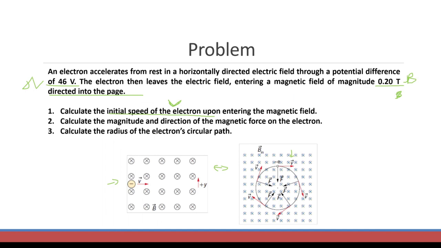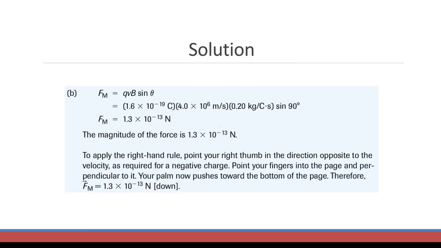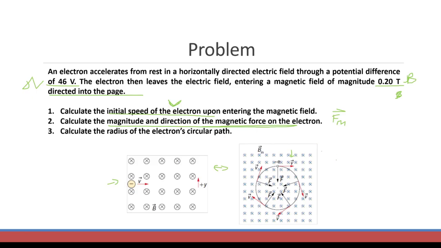So part 2 is calculating the magnitude and direction of the magnetic force. So that's our FM. And so we were very comfortable with finding that. We use our magnetic force formula that we've been looking at in the past few slides. We have the magnitude of our charge. We just found the V. We're given our B, and the angle we can see from our drawn out diagram is 90 degrees.